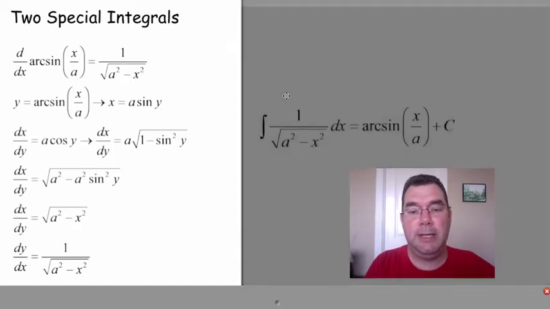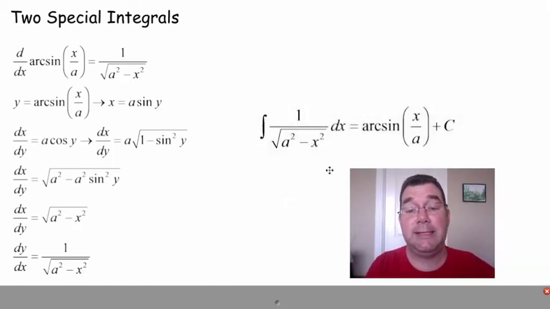All right, and what that means is if I integrate that function, then I will get right back to the function I started with, arcsine of x over a plus some constant that may or may not be there.